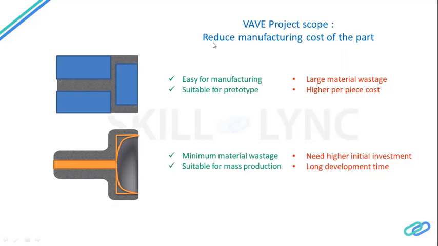So now again, when we say reduce the manufacturing cost of the part, it depends. If you want to make a prototype, then bar machining is the best choice from the VAVE aspect. But if you want mass production, then casting and forging is the best option because it's cheap. For 1000 or 2000 or even millions of quantity, it is cheap. So remember the scope. When we define the scope, we should also say if it is for the prototype or mass production or batch production, because that can also change our strategy.